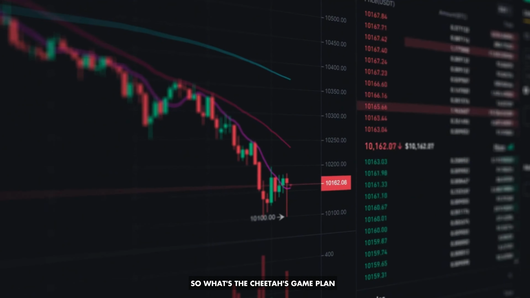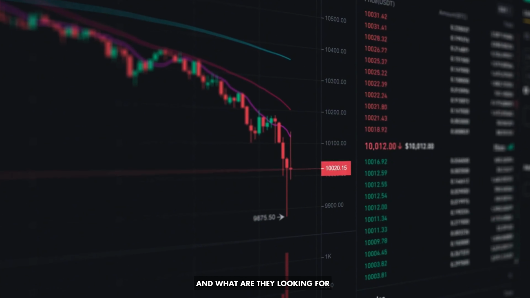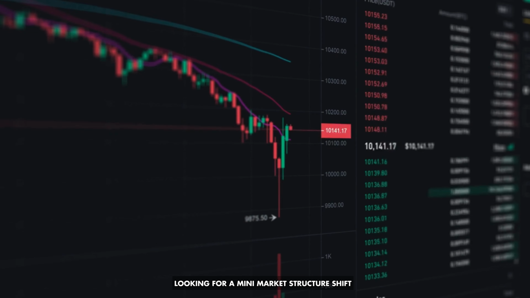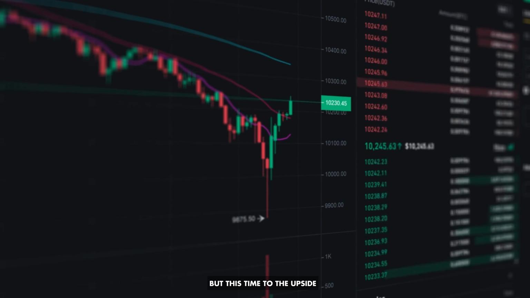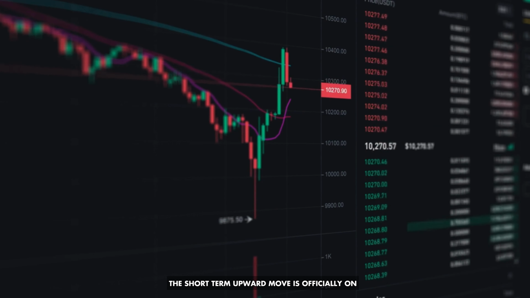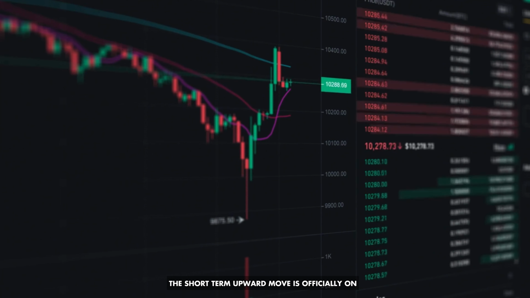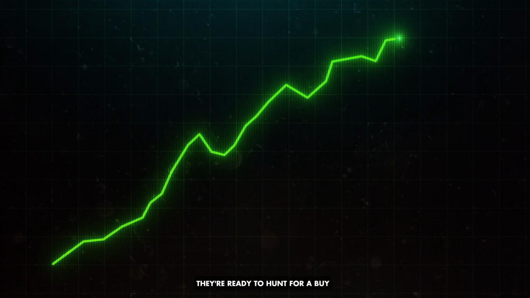So what's the cheetah's game plan? Simple, they drop down to the 1 hour chart. And what are they looking for? They're looking for a mini market structure shift, but this time to the upside. They need that little confirmation that says, okay, the short-term upward move is officially on. Once they see that, it's go time. They're ready to hunt for a buy.